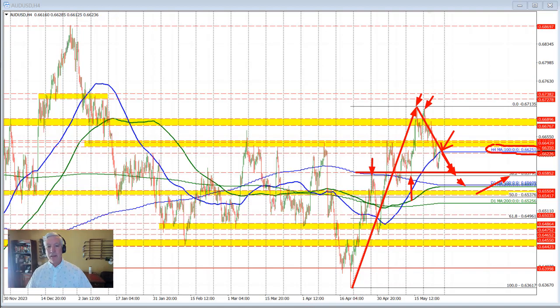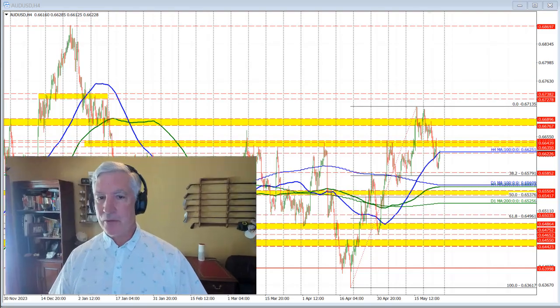So that's my look at the Aussie versus US dollar, watching the 200 bar moving average on the 4-hour chart, watching this swing area to see if the sellers come in against that level. And on the downside, we'll be looking toward that 38.2% retracement.